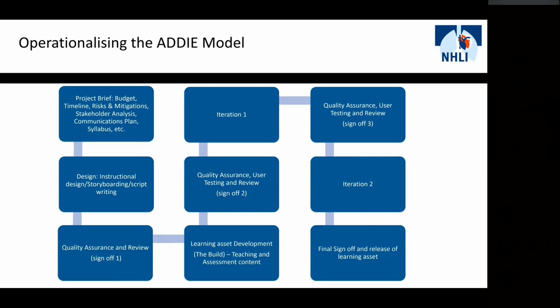So if I start at the top left-hand side where we have project brief, this is essentially our analysis stage where we're looking at available budget, timelines, risks and mitigations, stakeholder analysis, communications planning, and syllabus. I mean, the list does actually go on, but I won't go into too much detail on this point right now, but we can schedule further discussions later on if there is interest to look at the templates and the documentation itself. But essentially what we're looking to do at this stage is assess capacity.